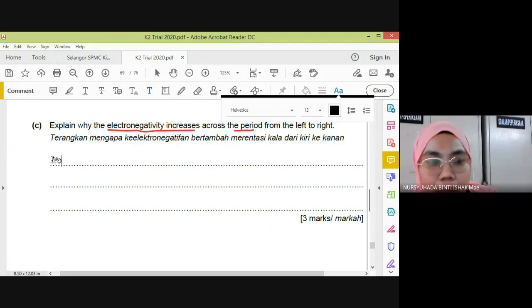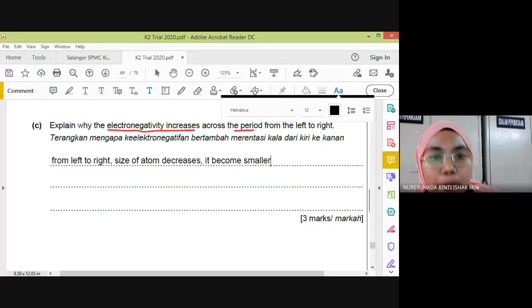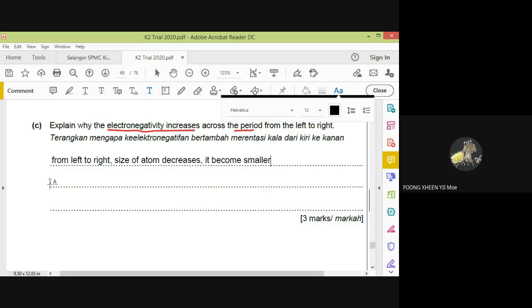Macam mana size dia? From left to right, size of atom increase ke decrease? Decrease. From left to right, size of atom decreases. Maksudnya it become smaller. Okay, point yang pertama. Why dia smaller? Kenapa semakin ke kanan from left to right the size smaller? The size decrease because of what?